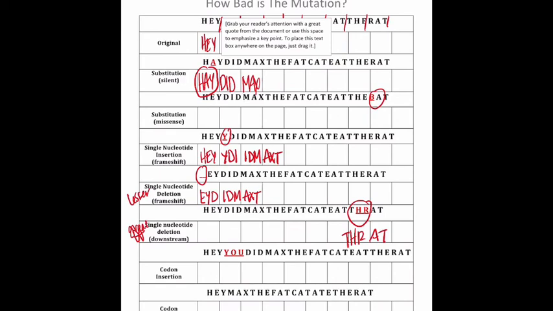Okay? Now, you can also insert a codon, so a whole group of letters. Hey, you, did Max the fat cat eat the rat? And so that's going to change it a little bit. And then you can also delete a codon. So that's just a few examples of how bad is the mutation.